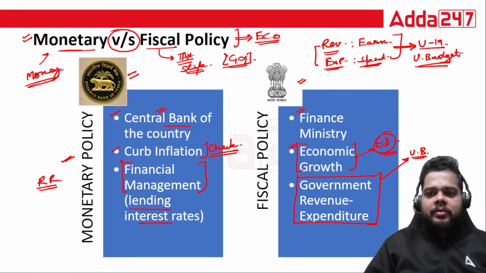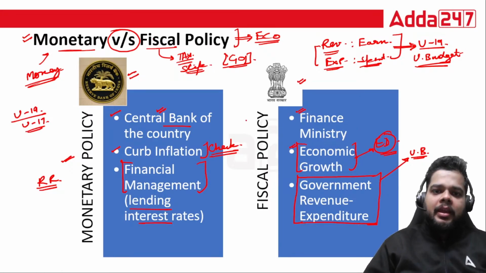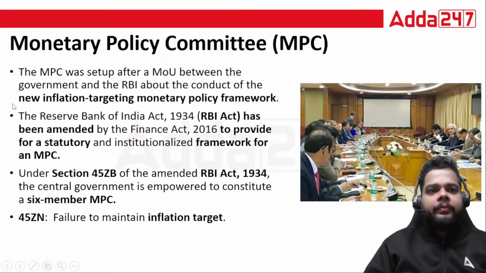And that is also one of the reasons why in our paid classes we cover unit number 19 just after unit number 17. Because we have already discussed the fiscal policy, it is now much easier for the students to understand unit 19, which is simply the Union Budget.